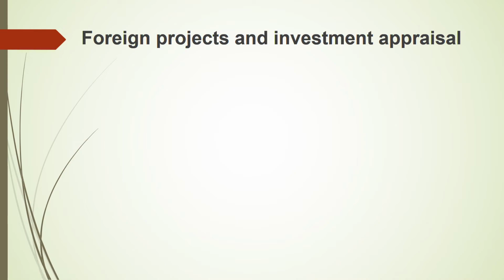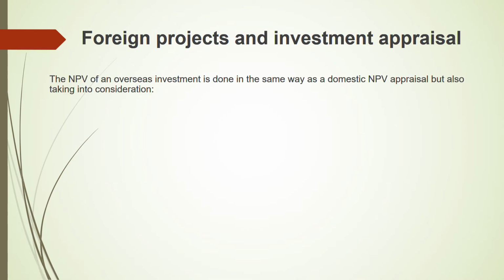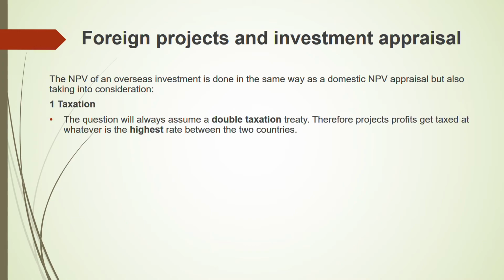Foreign projects and investment appraisal. Now we are moving towards the net present value, the appraisal part. The appraisal part is done in the same way as the domestic net present value. But the following things you have to take into consideration when it is international net present value. What are they? Number one, taxation. Tax. The question will always assume a double taxation treaty. Always.